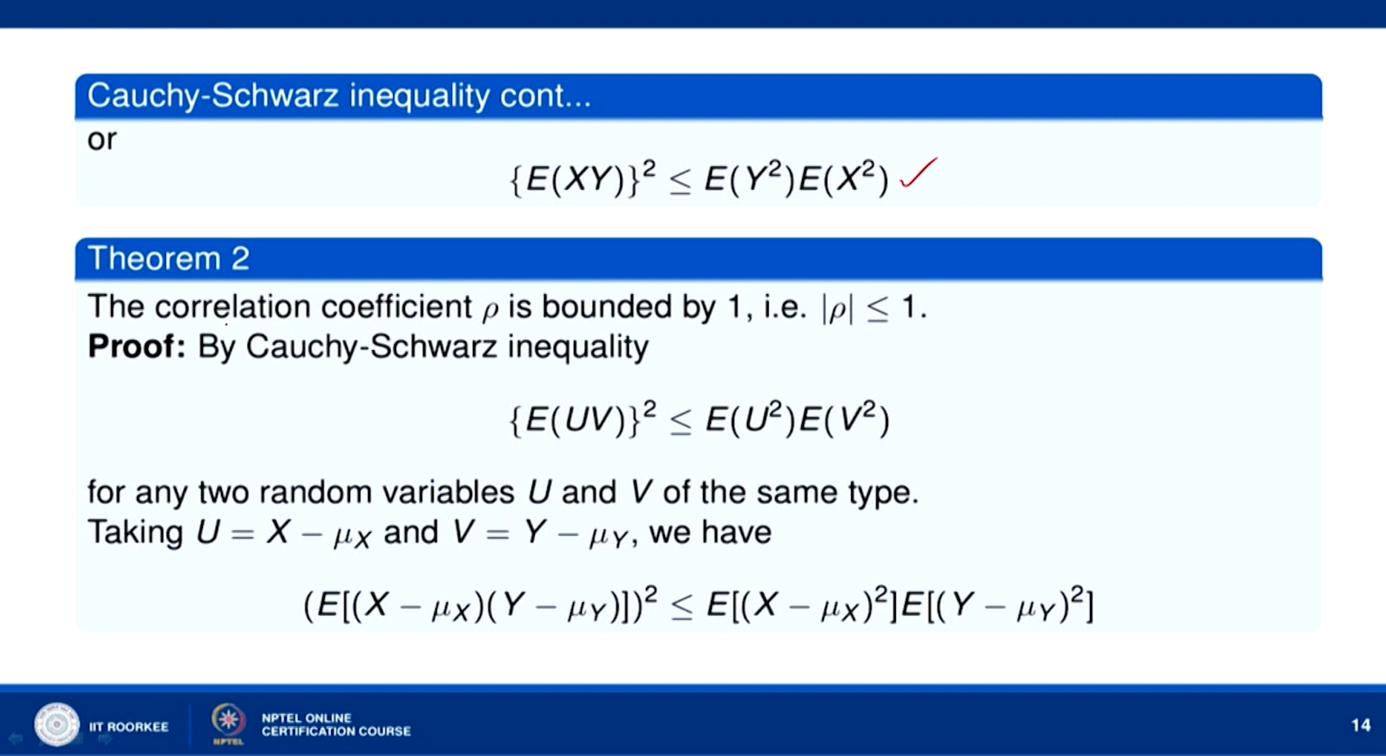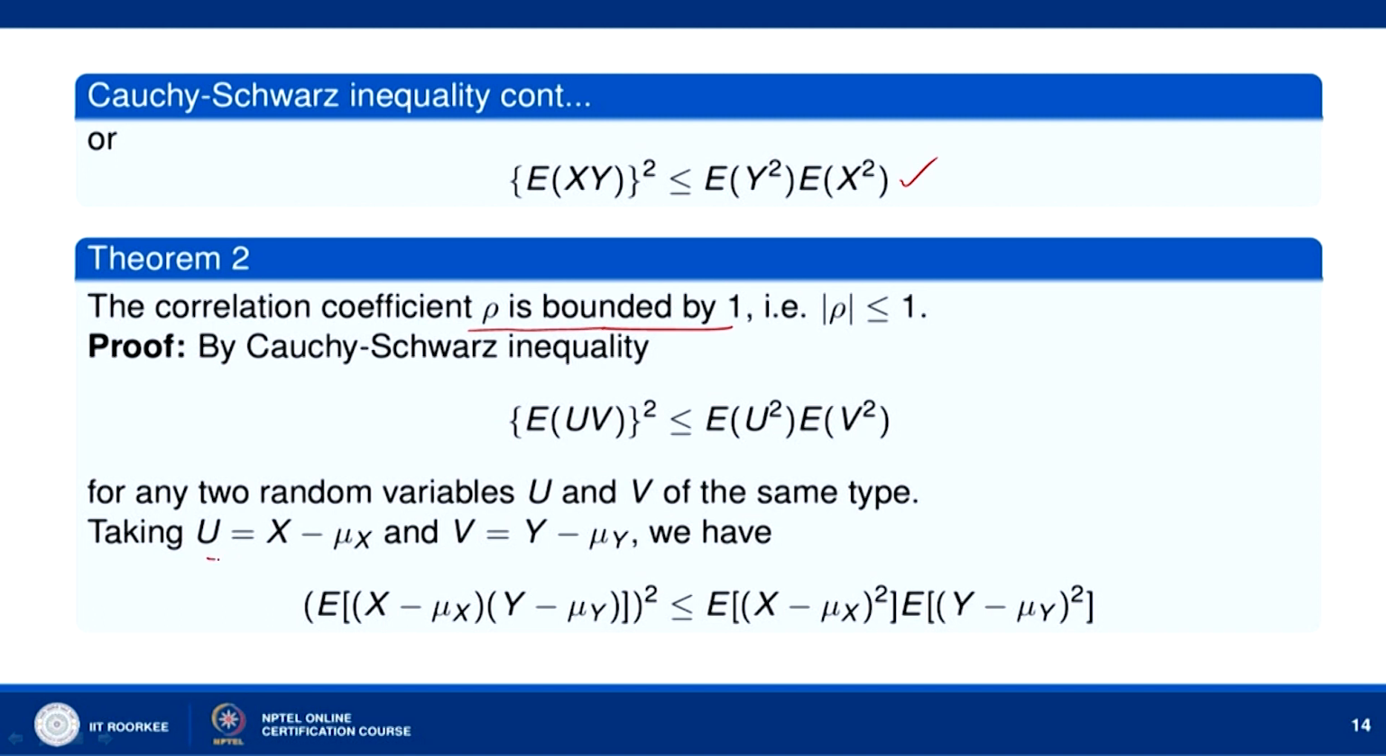Now, let us show that the correlation coefficient rho is bounded by 1, that is mod of rho is less than or equal to 1. So, by Cauchy-Schwarz inequality, if you take any two random variables U and V, then (expectation of UV) whole square is less than or equal to expectation of U square into expectation of V square.